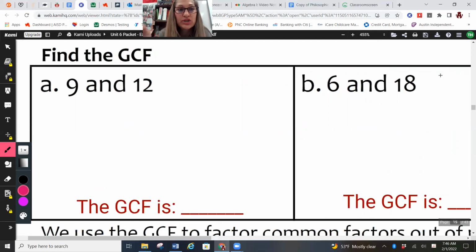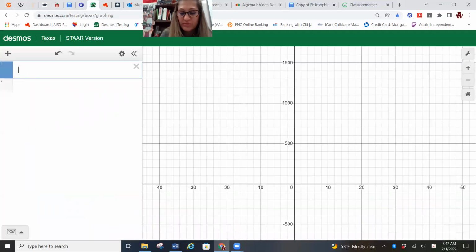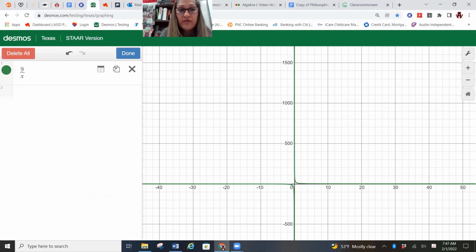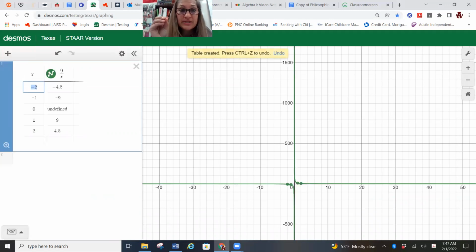So 9 and 12. If I didn't know what multiplies to make 9, I would come over here to Desmos and type 9 divided by x. Coach, why are you dividing it by x? Just trust me, it's going to work. So I'm going to click the little gear and change everything to a table, because a table breaks it up: this times this makes 9.